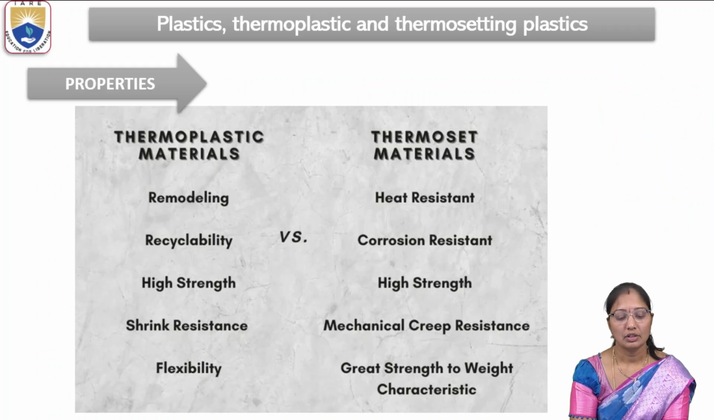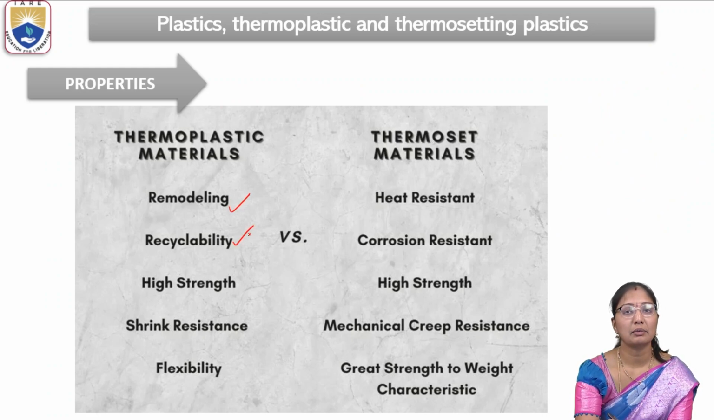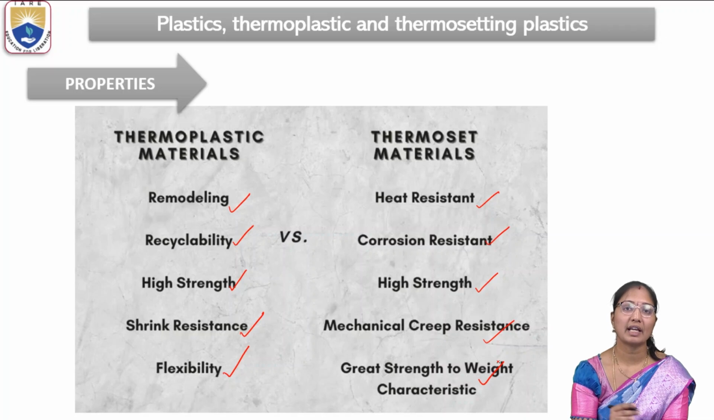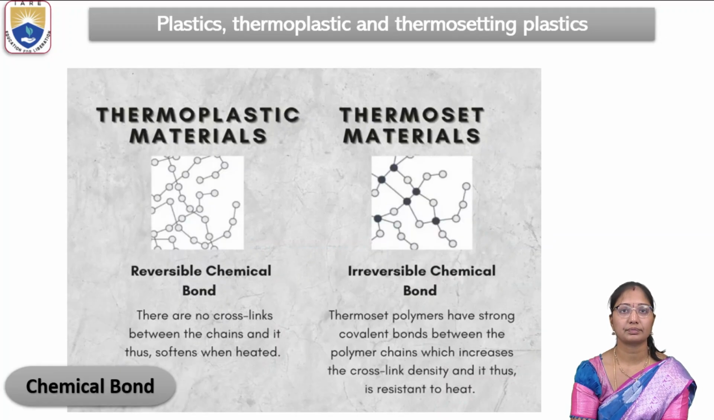So the properties of thermoplastics are remolding, recyclability, high strength, shrink resistance and flexibility. Here thermoset materials are heat resistant, corrosion resistant and high strength, and mechanical creep resistance is observed in thermoset materials. They have great strength to weight characteristics. They have high weight because of more chains and more crosslinks between the two linear polymer chains. This gives the high strength and mechanical creep resistance in thermoset materials.